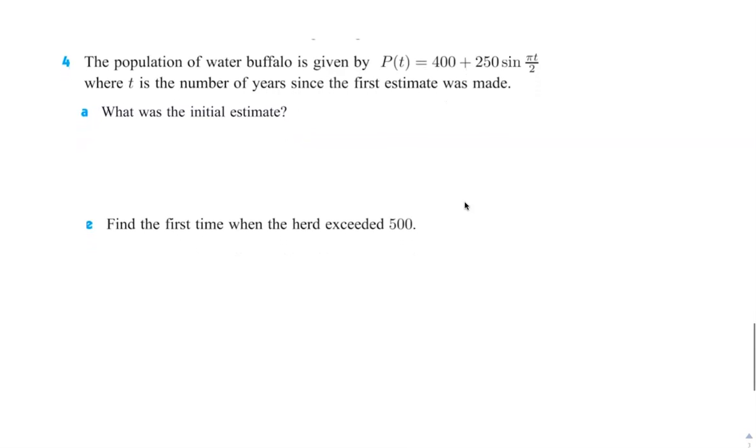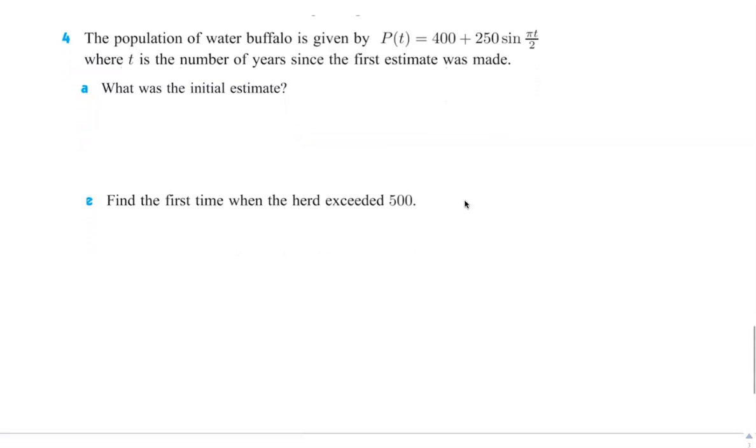Okay, one last problem. We're just going to skip this one, go down to here. Let's talk about how to solve stuff using our calculator. So we're going to solve equations now with the vast domain using our calculator. So look at this problem. The population of water buffalo is given by this equation there, where t is the number of years since the first settlement. So p is population, t is years. What was the initial estimate? Well, initial value is always t equals 0.